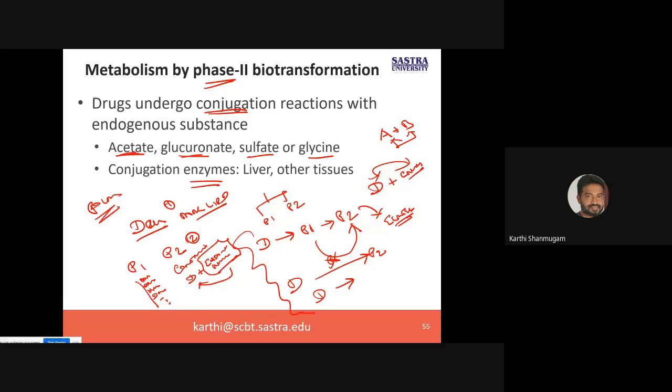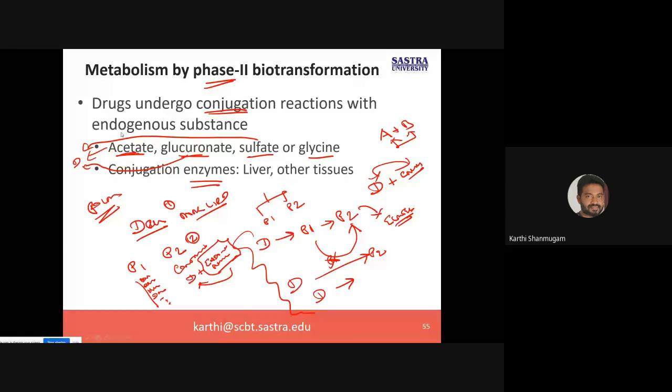If you attach the acetate group to the drug molecule, it will become highly polar in nature. Similarly, if you attach glucuronate to the drug molecule, glucuronate is a kind of glucose molecule having many OH groups, which in turn converts the drug molecule into highly polar. Similarly, sulfate is highly polar in nature. If you attach sulfate to any drug molecule, the drug molecule will be converted into highly polar. Is it understandable?